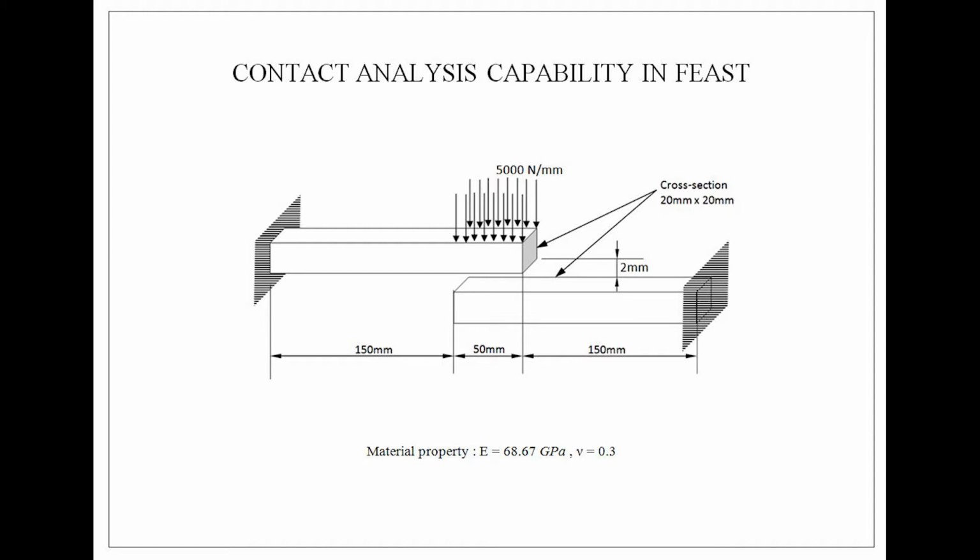Due to the pressure load, the top beam moves down and applies load on the second beam, resulting in the displacement of the second beam. Now let us see how we can solve the problem using FIS.